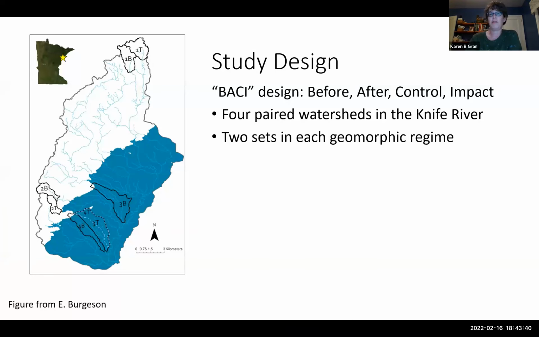So let me go through a little bit of information about the study design. We set it up to be a classic BACI design, before after control impact. We had 4 paired watersheds within the Knife River. We had 2 sets in each geomorphic regime. Let me explain what I mean about that.